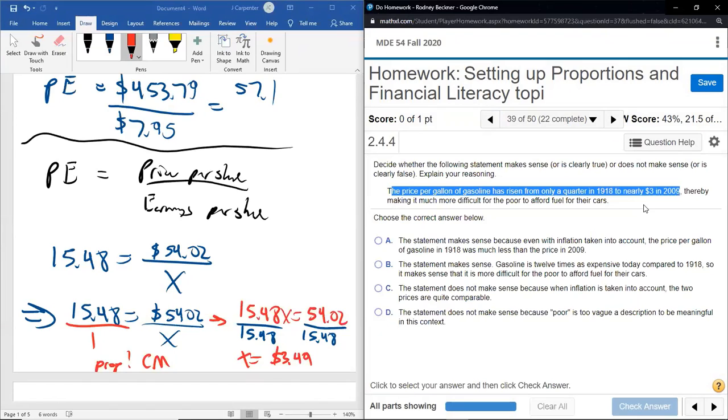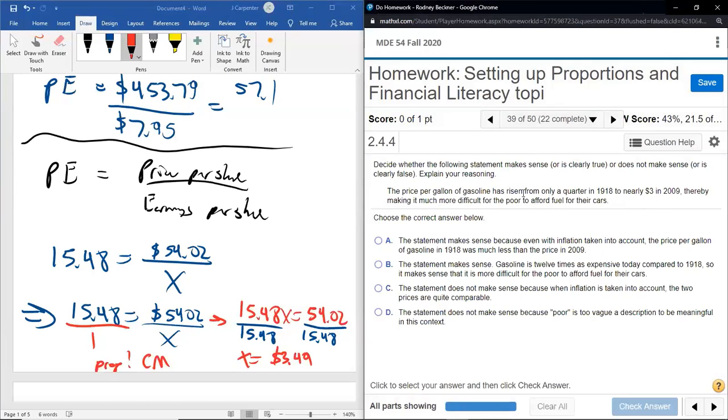Yes, it's closer to $2 currently, but gas tends to fluctuate about 50 cents up and down over a year on average, unless something crazy is going on, like the fuel supply to the East Coast has been cut off, like in 2008 when it went from, what was it, like $1.50 a gallon to $4 a gallon in a week. Whew, did not like filling my tank up then. All right. So the price of gas was 25 cents in 1918, $3 a gallon in 2009. Therefore, it's much more difficult for poor people to afford fuel in their cars.